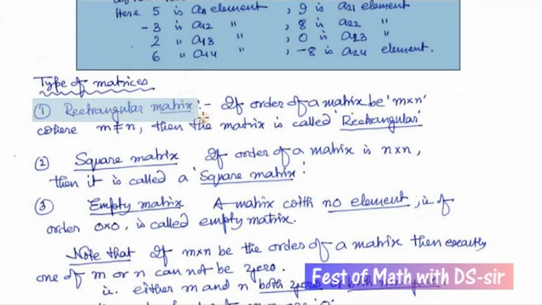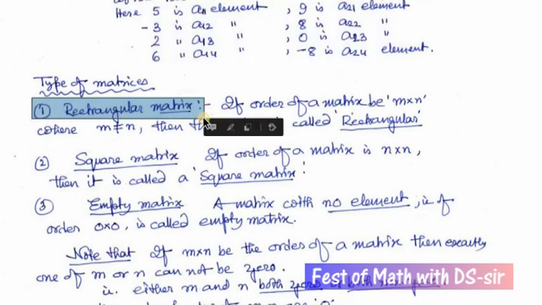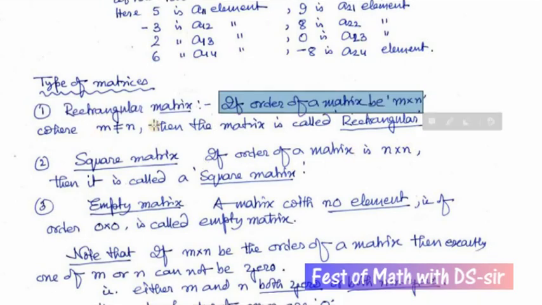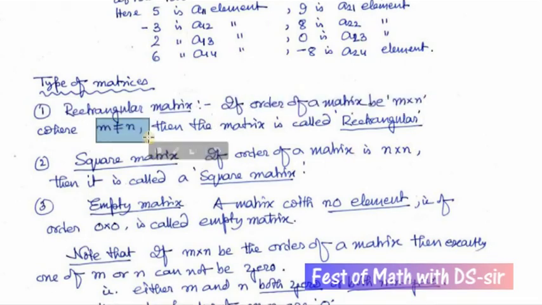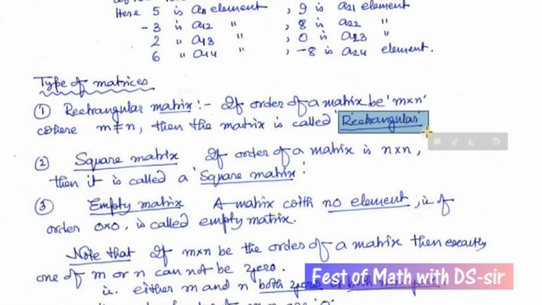Rectangular matrix. This was not in the case of determinants because all determinants are square arrangements, so no question of rectangular arrangements occurs. If the order of a matrix is m by n, where m is not equal to n, that is, the number of rows and the number of columns are different, then the matrix is called rectangular. Though this definition now changes because squares are also rectangular. So all matrices are rectangular, including squares.